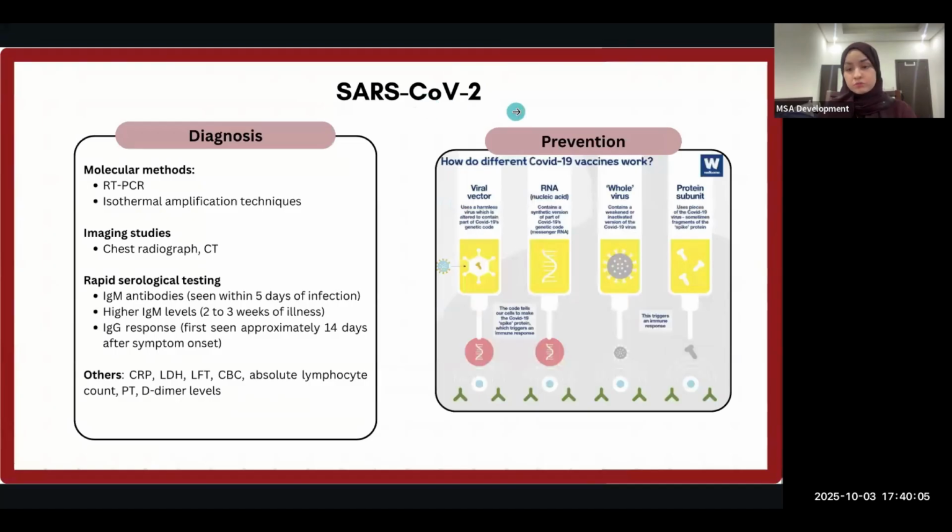Again, these are different things that I added for the sake of completion, how to diagnose it, and vaccines. You have different types of vaccines: viral vector, RNA, whole virus, protein subunit. Again, I'm not going to go too much into it. I just wanted to summarize what was in the lecture.